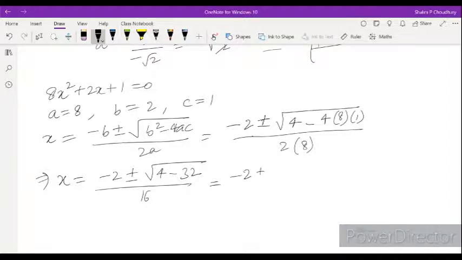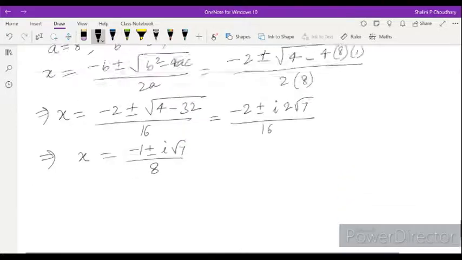Can we take 2 common from numerator and denominator? Yes, but before that we'll solve this value. 4 minus 32 will be minus 28. So square root of minus will be i, and square root of 28 will be 2 root 7, divided by 16. Now can we take 2 common from numerator and denominator? What value will we get? Minus 1 plus minus i root 7 divided by 8.